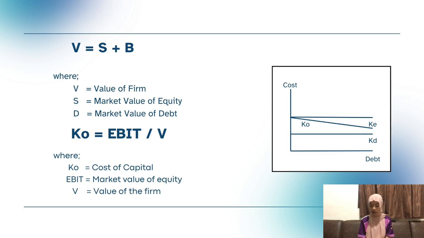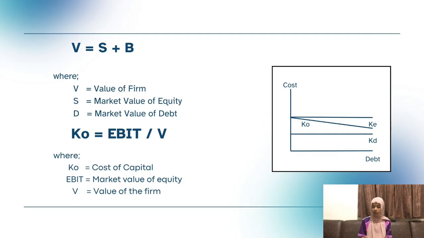Here, we have the formula for the value of the firm under the net income approach. V is equal to S plus B, where V is the value of the firm, S is the market value of equity, B is the market value of debt. Para naman makuha natin ang cost of capital, we have the formula where KO is equal to EBIT over V, where KO is the cost of capital, EBIT is the earnings before interest and tax, and then V is the value of the firm.